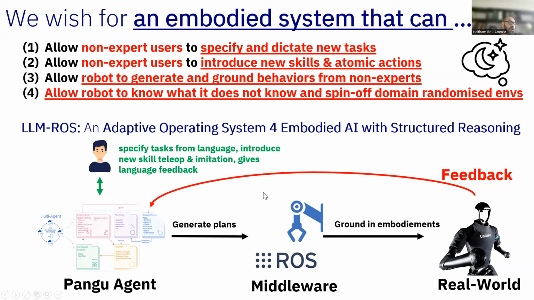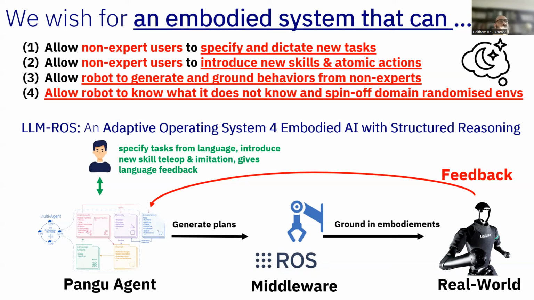Then using the middleware Robot Operating System, ROS, which is most widely used today in the community. And I think definitely if you do robotics and you don't do ROS, you probably are not doing robotics. And then this becomes ground, like ROS will allow me, this middleware will allow me to ground things in the real robot.